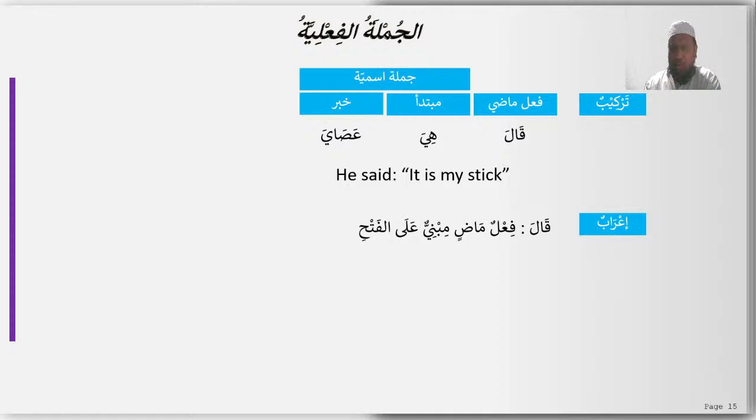قال فعل ماض مبني على الفتح والفاعل ضمير مستتر جوازا تقديره هو.